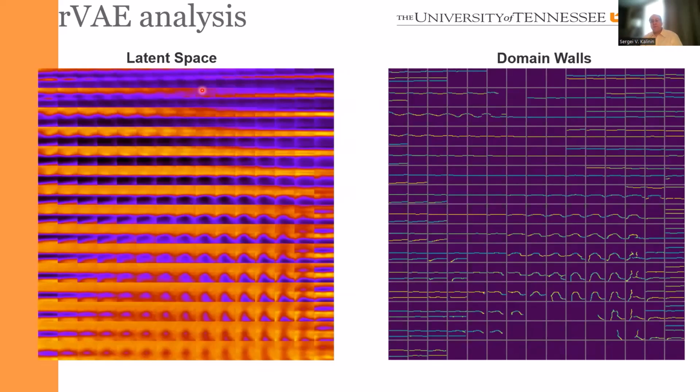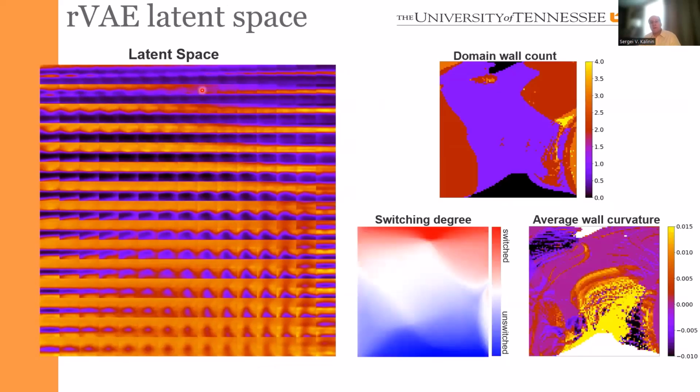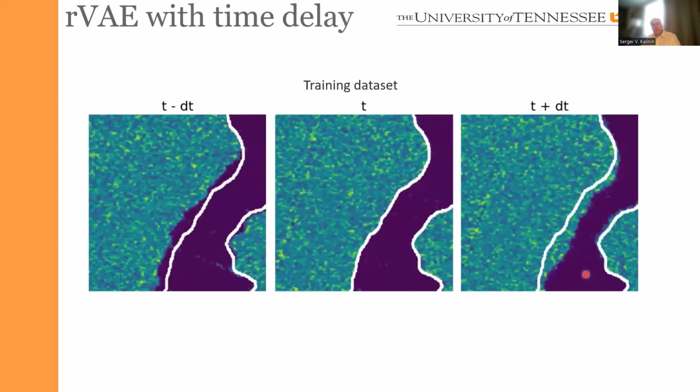And then the question becomes, can we understand here? Yes, if we come up with our own physical criteria, we can, for example, count the distribution of the domain walls in the latent space. We can analyze the degree of switching. We can analyze the average wall curvature. And you can basically see that degree of switching has a uniform smooth distribution in latent space. Domain wall count is okay. Curvature is not okay, presumably because we don't have enough data. And then there are many other ways we can extend it.